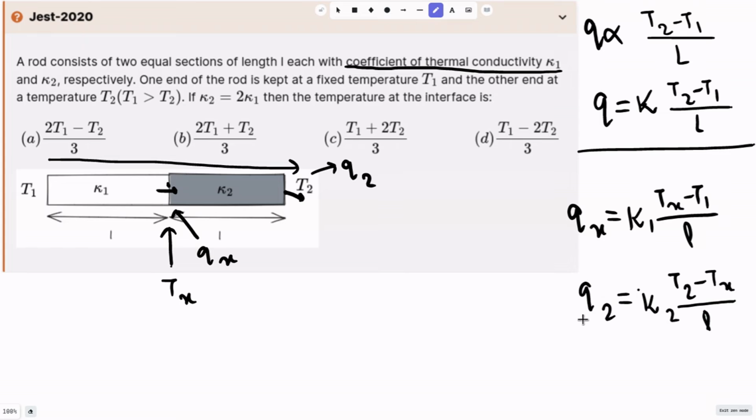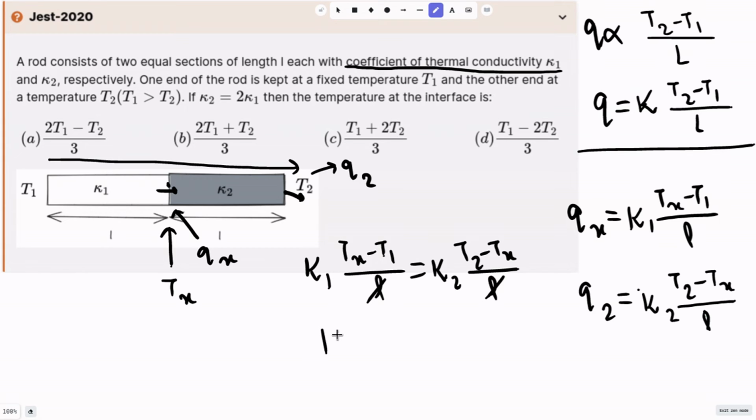Now, as I said earlier, Qx must be equal to Q2. What does that mean? It means that the right hand sides of these two are also equal. So let's solve that equation. Kappa 1 times Tx minus T1 divided by L equals kappa 2 times T2 minus Tx divided by L. So we can cut off the L's, and we have kappa 1 Tx minus kappa 1 T1 equals kappa 2 T2 minus kappa 2 Tx.